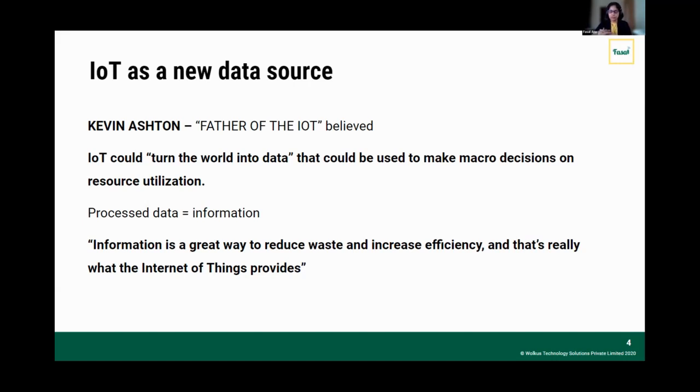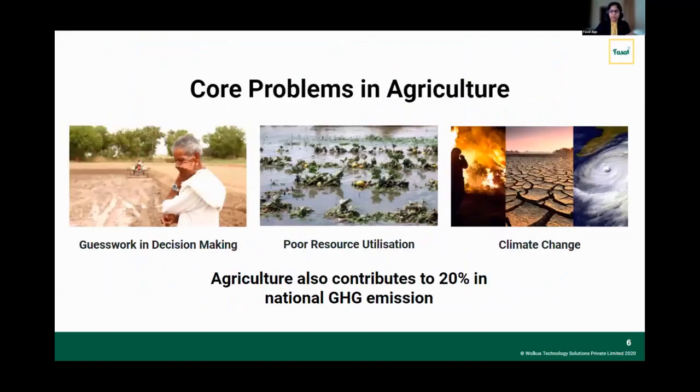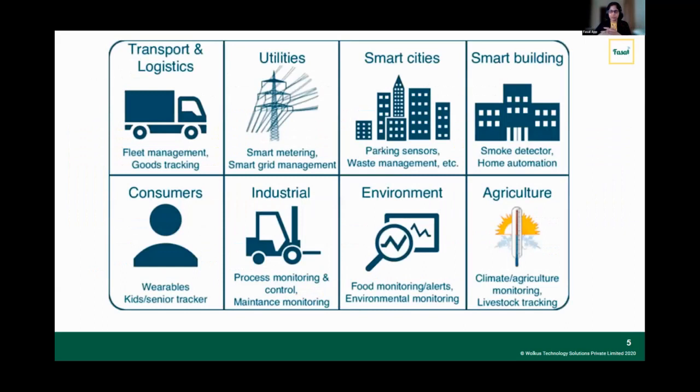In our case, it is also a great way that we could reduce waste and increase efficiency. IoT is being used now in every sector, whether it is transport, industrial, or environment. I will be focusing on and talking about the use case from agriculture, how we use sensor data for weather forecasting and how it is helping Indian agriculture.